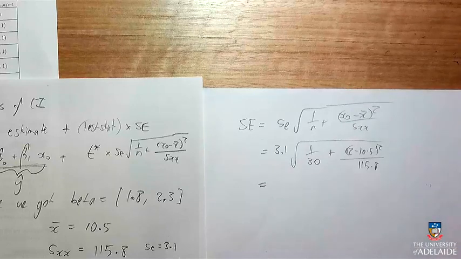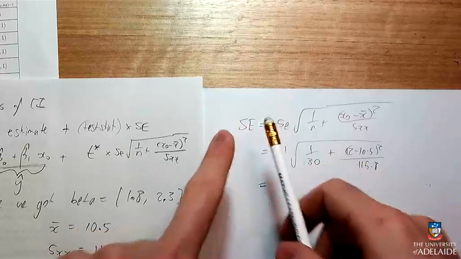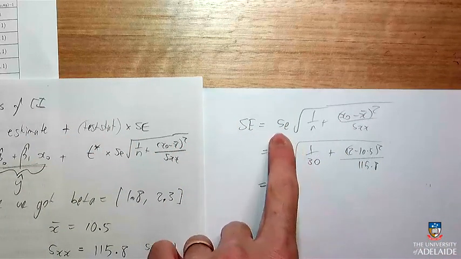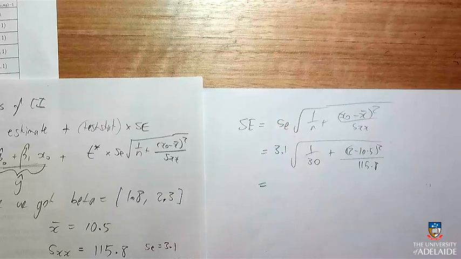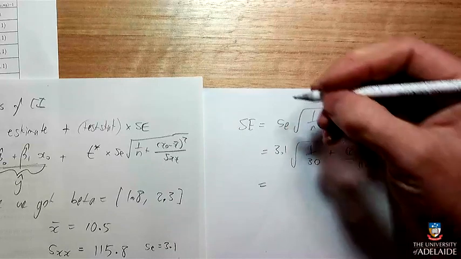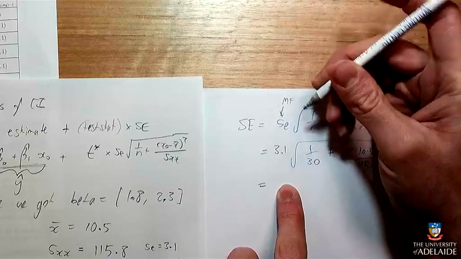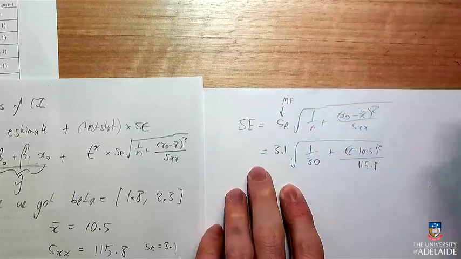Oh yeah, SE is the standard error for the confidence interval when it's in capitals. The S little e is the standard deviation of the residuals. I believe this here is called mean square error in most data. Yep.